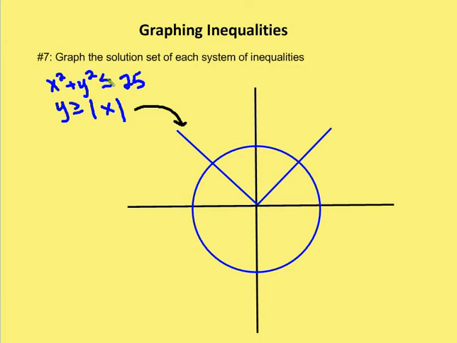Now we said before that if it's less than or equal to or greater than or equal to, then the lines are going to be solid. So I have a solid line for the circle and a solid line for this graph of y is equal to the absolute value of x, because the lines themselves will be part of the solution. Next I test a point that's not on the line. In this case we'll do it for the circle first. I'm going to test the point 0, 0. So if I have 0 plus 0 is less than 25, I know that that's true. So I'm going to shade in the area inside of the circle.